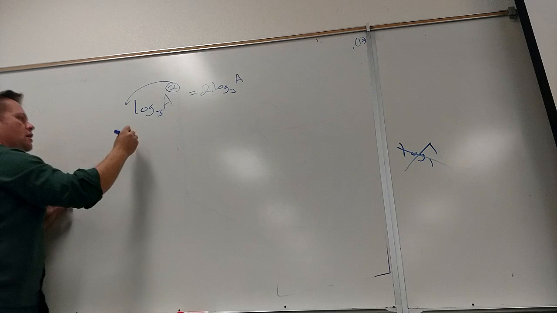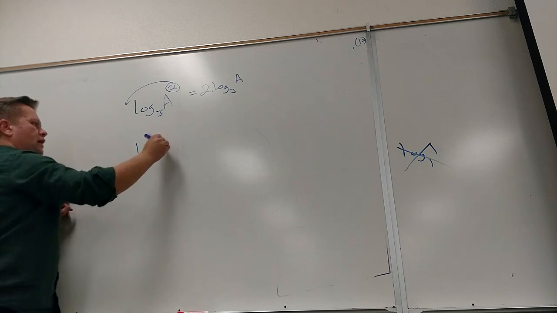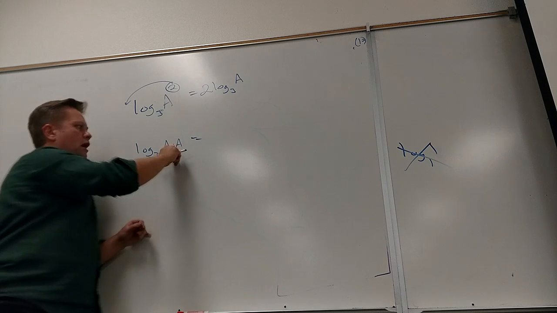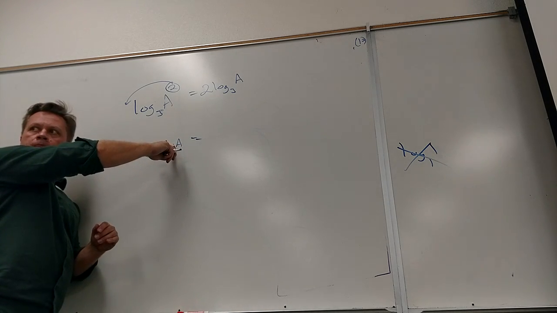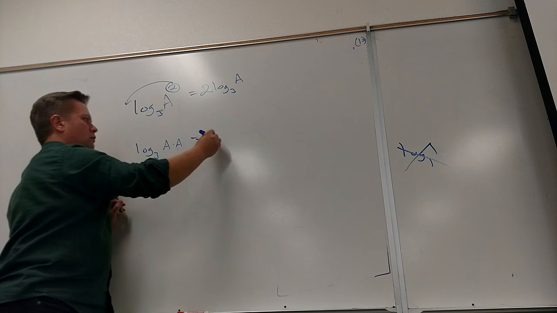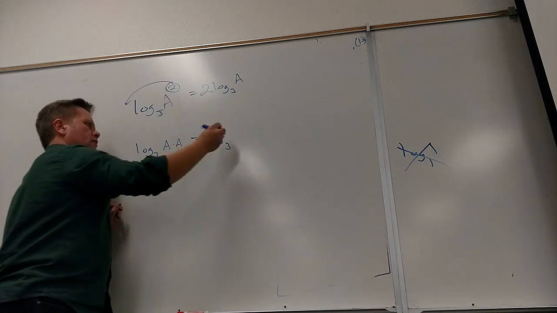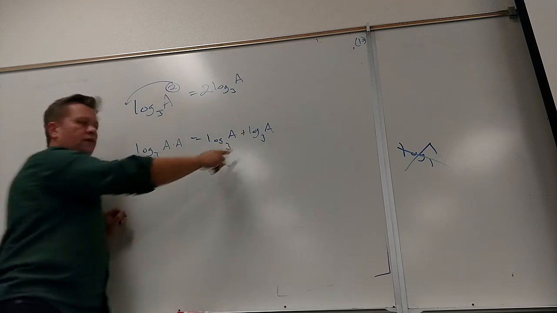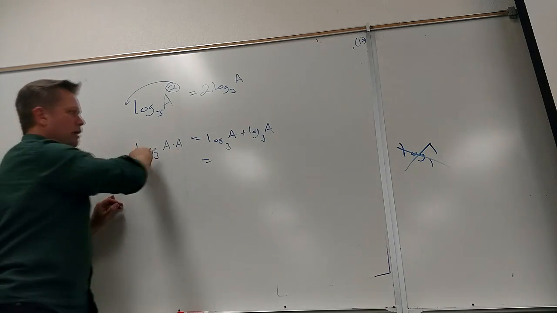Let's really see why. What would log base 3 of a times a be? Isn't that what a squared is? And then I can use the property for multiplication. How do I rewrite the multiplication? It would be log base 3 of a plus log base 3 of a. Well, how many log base 3 of a's do I have? Two of them.